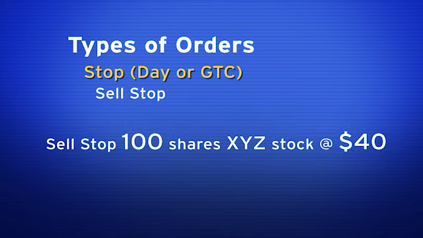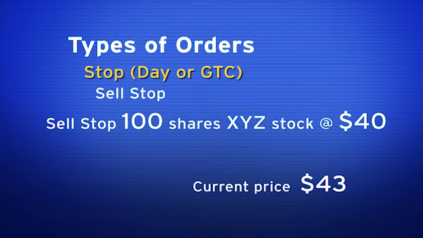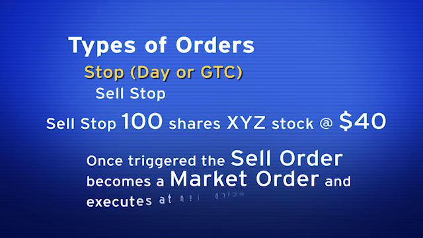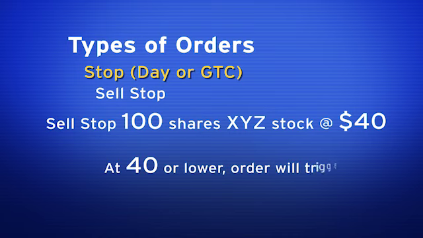So the stock price in the market is 43, nothing happens. 42, nothing happens. 41, nothing happens. Price hits 40. My order will trigger. Would 39 trigger my order? Yep. 38, you bet. 40 or lower. Now, once triggered, my order becomes a market order and executes at the next price. Do I know what that next price is going to be? No clue. Next price could be 40. Next price could be 43. Next price could be 32. I don't know. All I know is I'm going to trigger at 40 or lower.